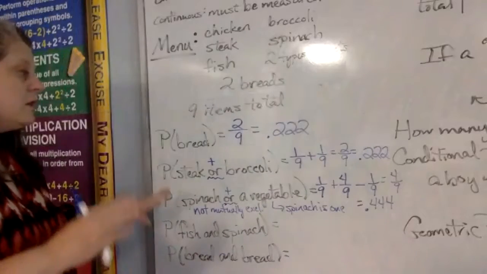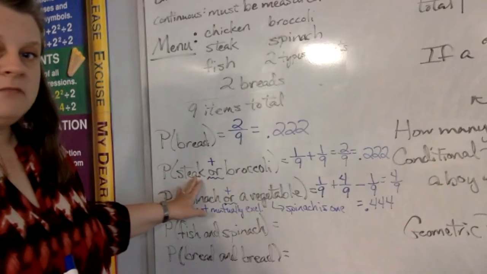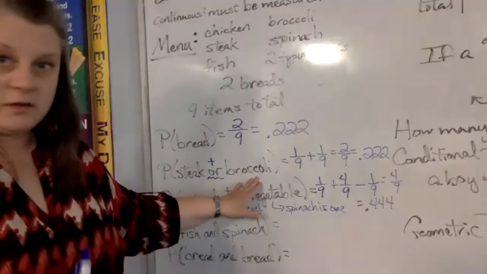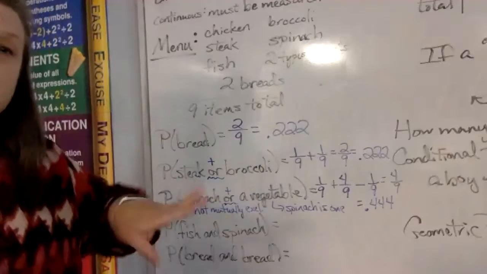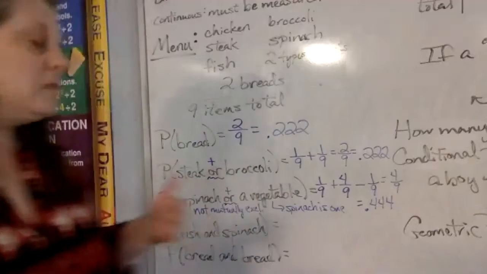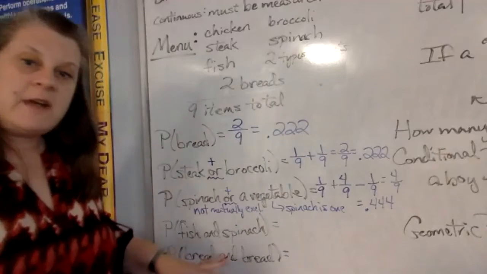Okay, so mutually exclusive is like steak or broccoli. If it's steak, it's not broccoli. Trust me, steak is definitely not broccoli. Broccoli is definitely not steak. They're two separate things. They can't be in both categories at once. So that's what that's talking about. These are some of the questions that you have on there.